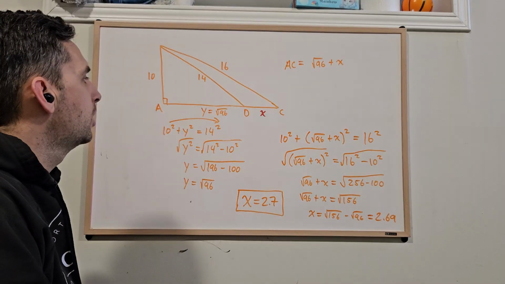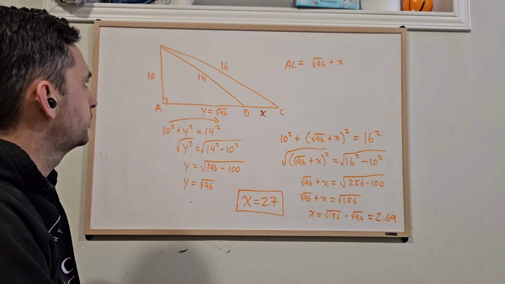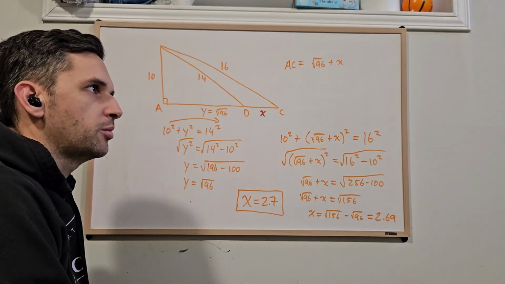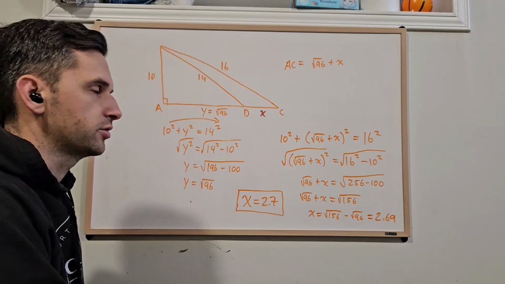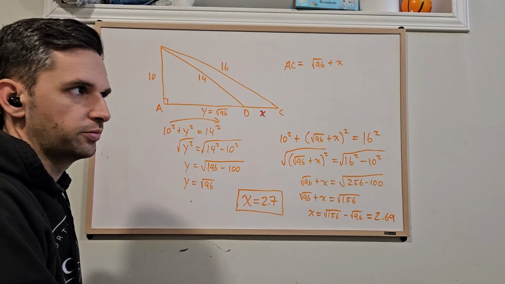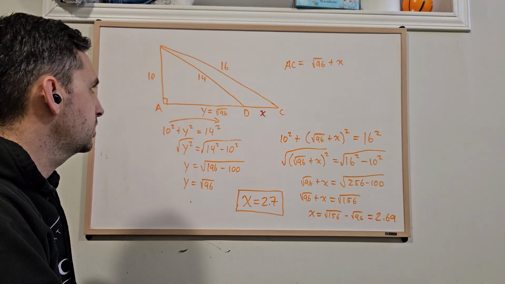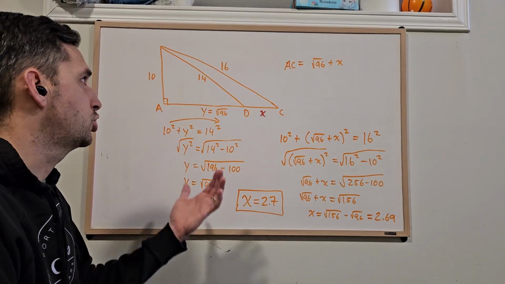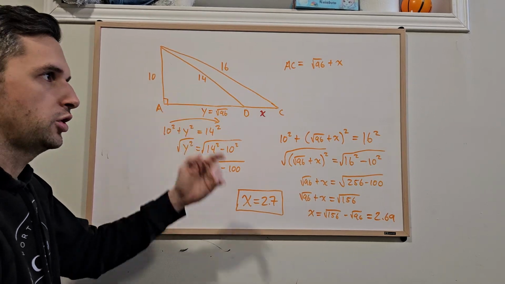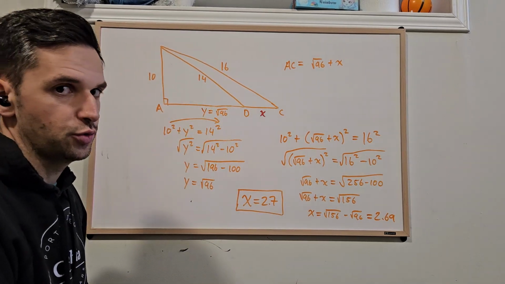Overall, not too bad. We just have to remember that these problems will sometimes come up when you're learning similar triangles, when you're doing ratios. So the thing to look out for is your rules for what's required for triangles to be similar. Make sure you check those before you tackle this problem using the similarity ratios.